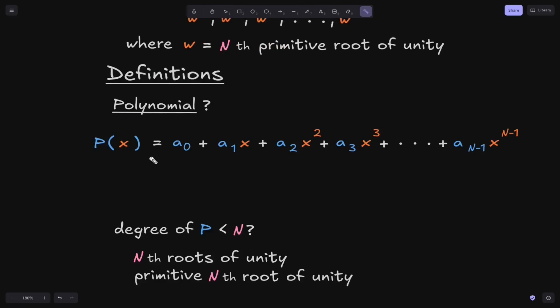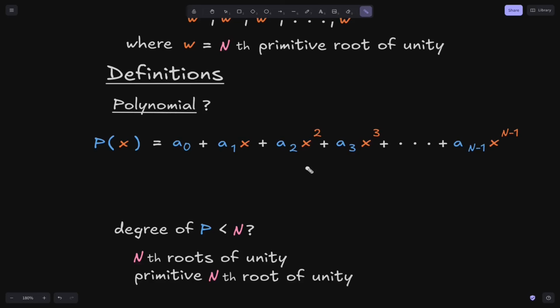A polynomial is an equation of the form a0 plus a1 multiplied by x plus a2 multiplied by x squared plus a3 multiplied by x raised to the power 3, and so on all the way up to, let's say, n minus 1. So there are n terms starting from 0 to n minus 1. These variables that you see in blue are called coefficients. In this video series, you can think about these coefficients as simply numbers.